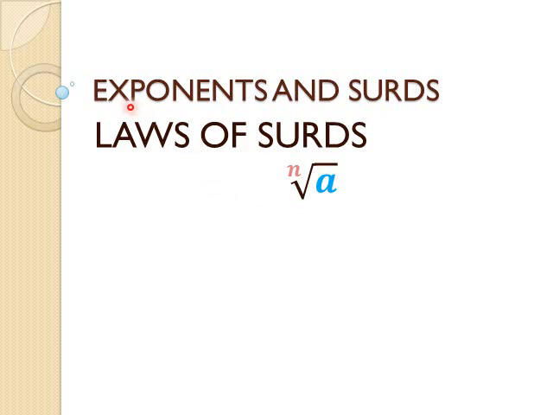Right, exponents and surds. Now we're looking at laws of surds. Surds are basically the square roots, cube roots, etc. that you've worked with. The sign here is referred to as a radical sign and n can be any natural number in this case. Right?